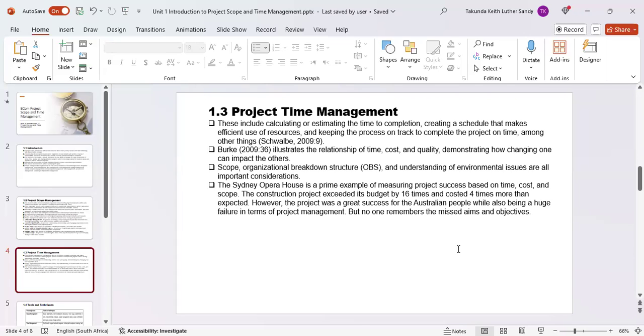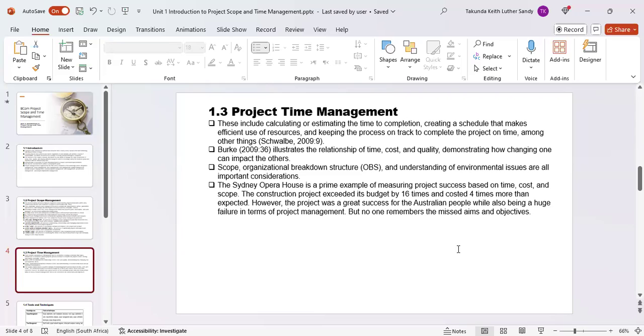Scope, organizational breakdown structure, and understanding of environmental issues are all important considerations, right? And that one was just an example of time. The Sydney Opera House is a prime example of measuring project success based on time, costs, and scope. The construction project exceeded its budget by 16 times and cost 4 times more than expected. However, the project was a great success for the Australian people while also being a huge failure in terms of project management. But no one remembers the missed aims and objectives.